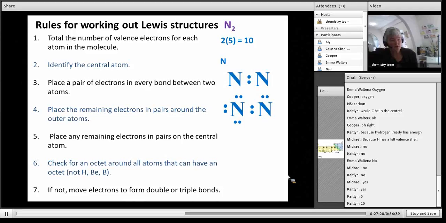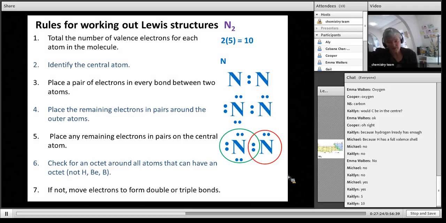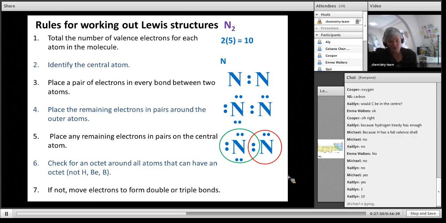You check for the octet. So that nitrogen is happy, but that one isn't. So what can I do to give the nitrogen with a red circle an octet?